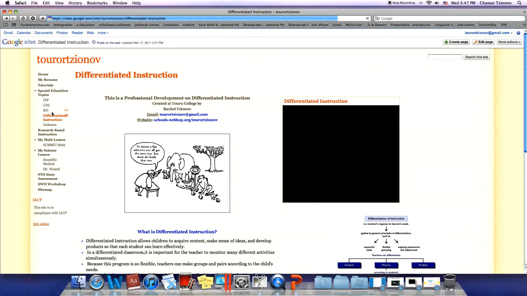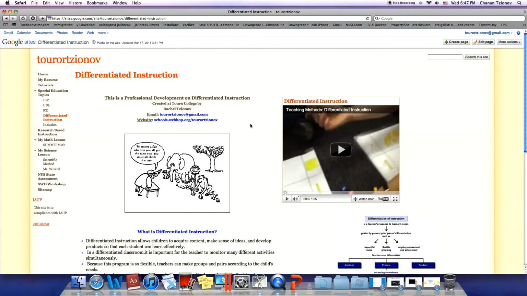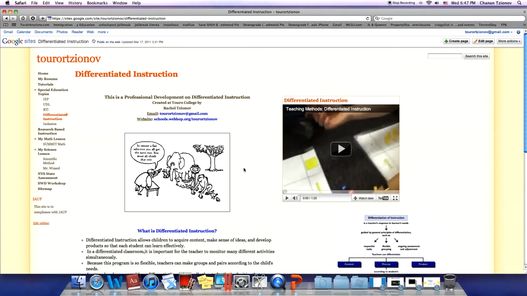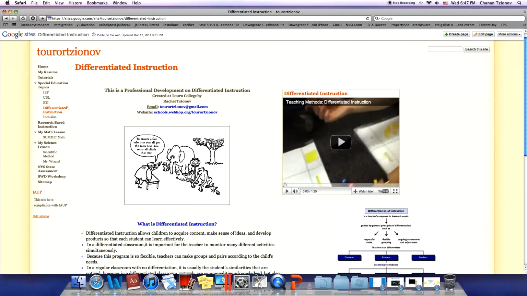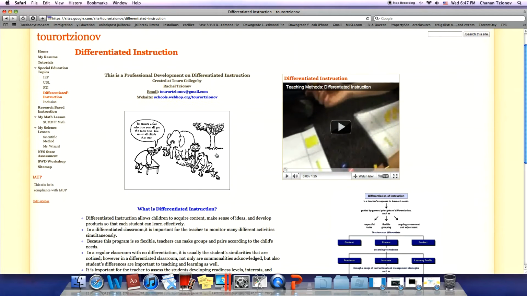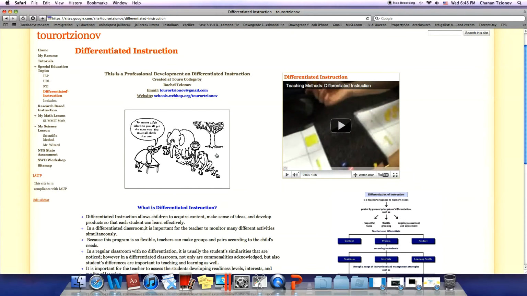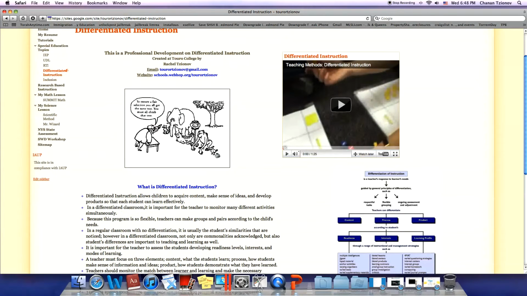Let's click on differentiated instruction. If you look at the picture, you will see that the teacher is saying that all these animals should climb that tree. If you look at the animals, you will see that there is an elephant, there is a fish, there is a frog, and of course, these animals can't climb the tree. So what does this mean? Just like in a classroom, you have different kinds of students who have different kinds of needs and who all learn very differently. And it is our job as teachers to incorporate differentiated instruction in our lesson plan.